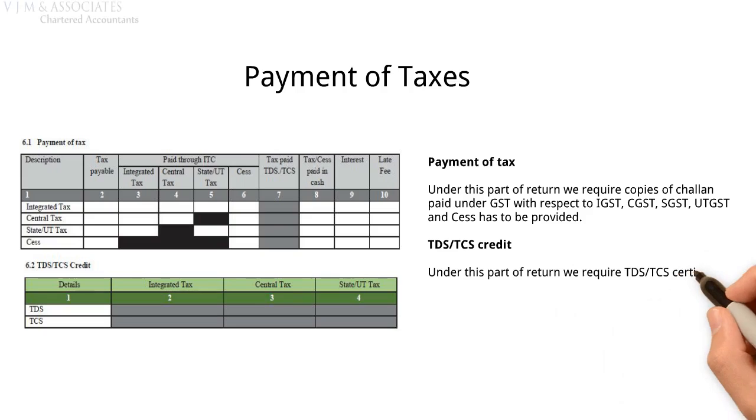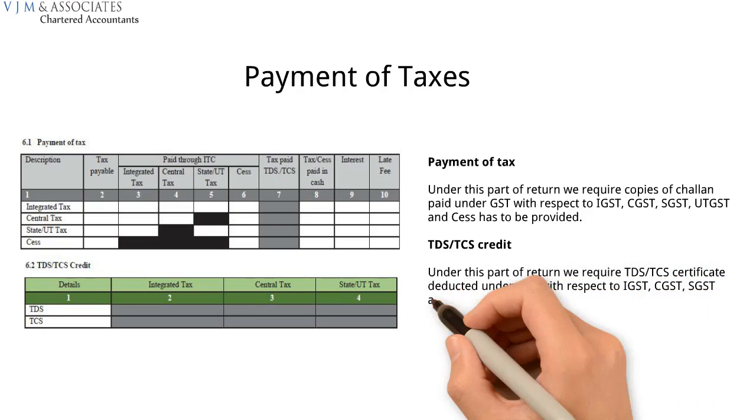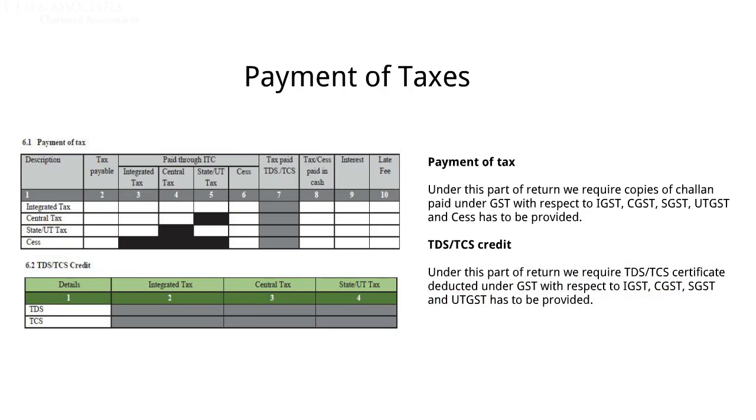Under this part of return we require TDS and TCS certificate deducted under GST with respect to IGST, CGST, SGST and UTGST has to be provided.